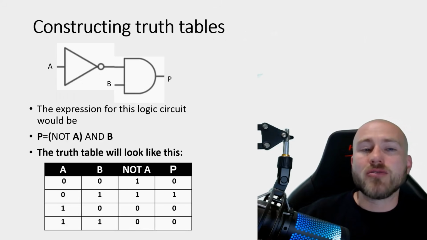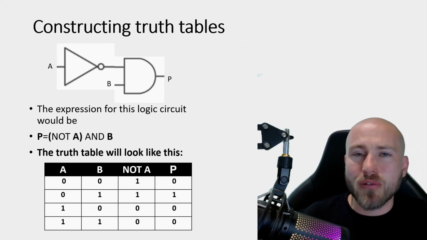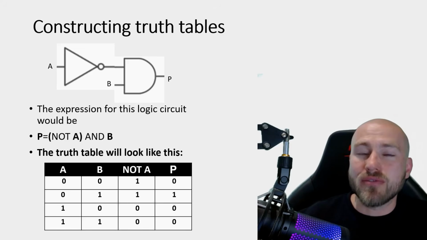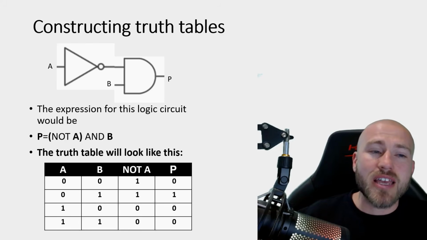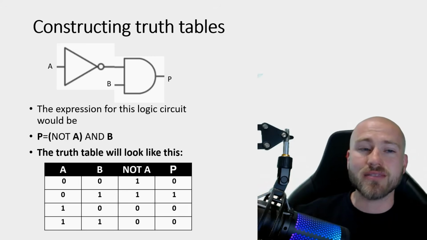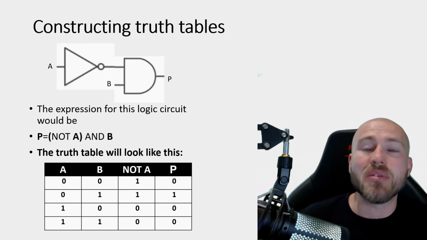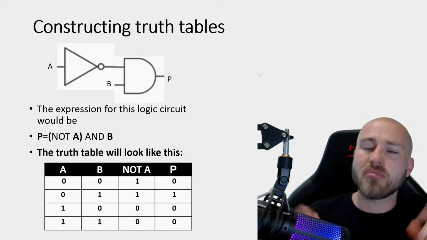So what I've done here is I've joined a NOT gate to an AND gate. And notice that the input for the AND gate comes directly from the NOT gate. So in terms of the expression for what this would look like, it would say P equals (NOT A), and you put the NOT A inside brackets. After the bracket, you would put AND B. If you're asked to write an expression, usually you would put NOT inside brackets.